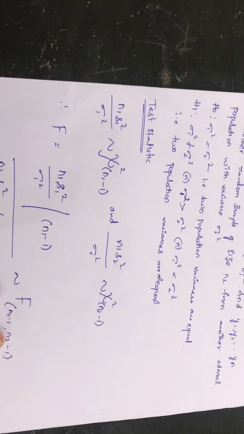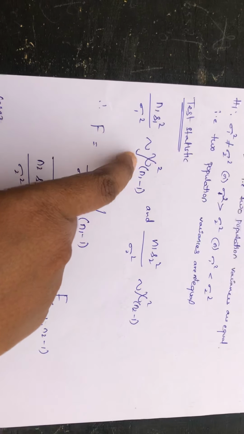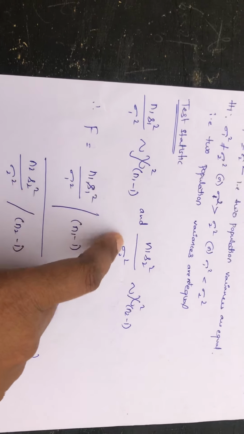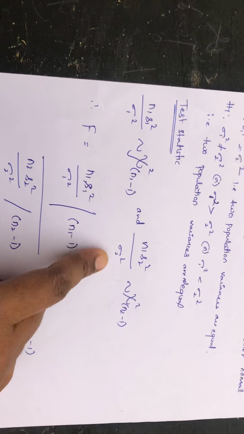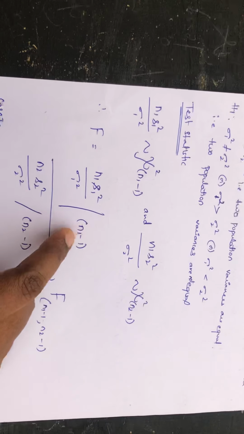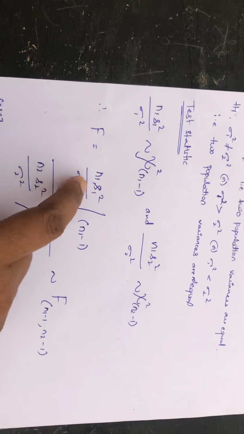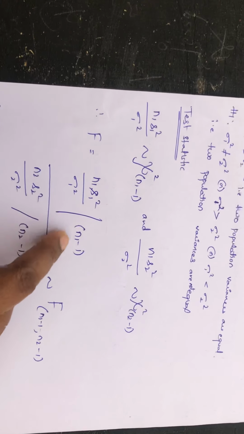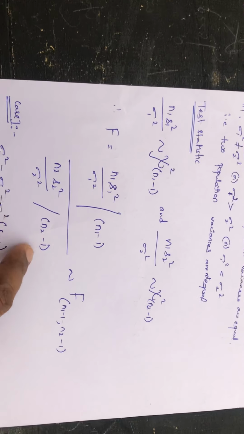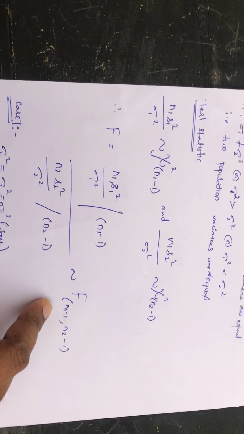Here, the test statistic for the F-test is given as follows. n1 s1 square by sigma 1 square follows a chi-square distribution with n1 minus 1 degrees of freedom, and similarly n2 s2 square by sigma 2 square follows a chi-square distribution with n2 minus 1 degrees of freedom. So the division of the two chi-square distributions gives the F-test. F is equal to n1 s1 square by sigma 1 square divided by n1 minus 1, over n2 s2 square by sigma 2 square divided by n2 minus 1, and it follows an F distribution with n1 minus 1 comma n2 minus 1 degrees of freedom.